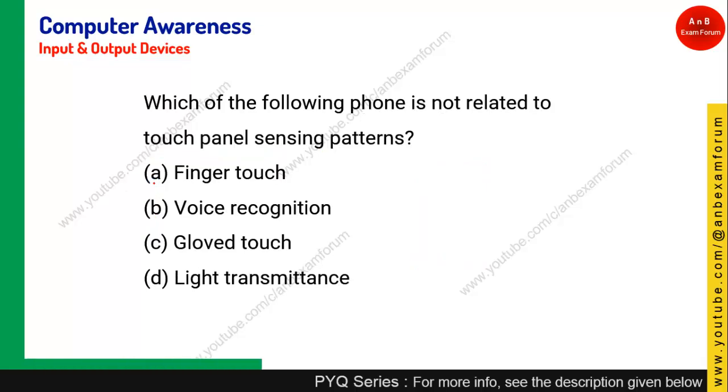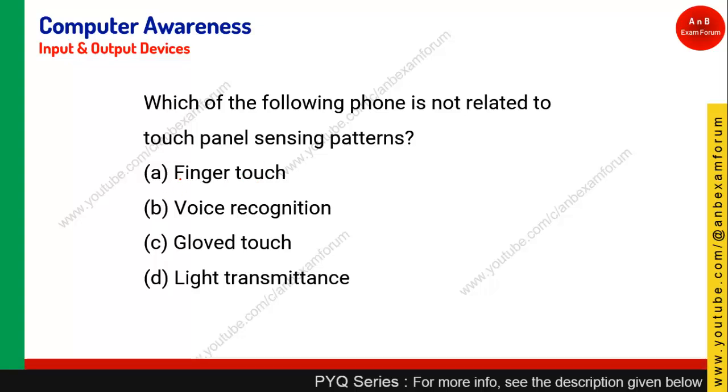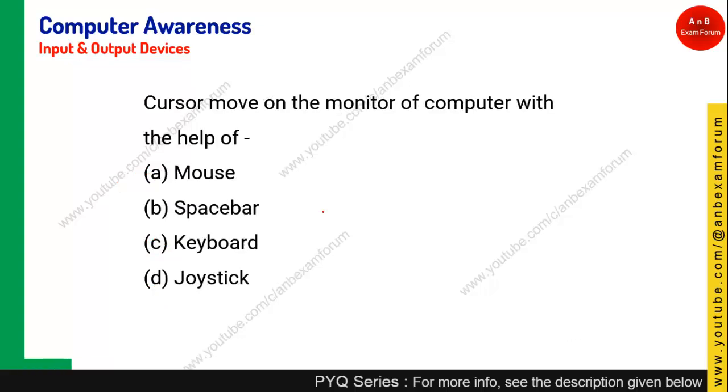Coming to the next question, which of the following is not related to touch panel sensing pattern? Touch panel sensing pattern, like with finger touch you can have a touch panel, so this is the correct answer. Let's see the next, glove touch. Yes, it is again related to the touch panel. Light transmittance, with the help of light it is able to sense, so it is also related to touch panel. Whereas voice recognition is not related to touch panel, so option B for this question is the right answer.